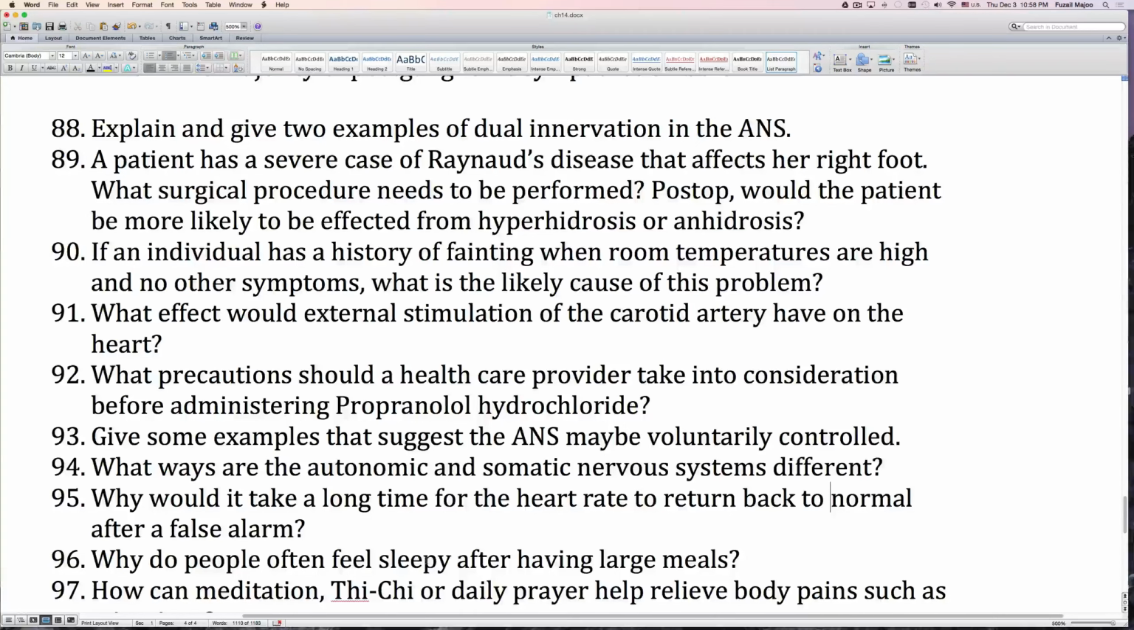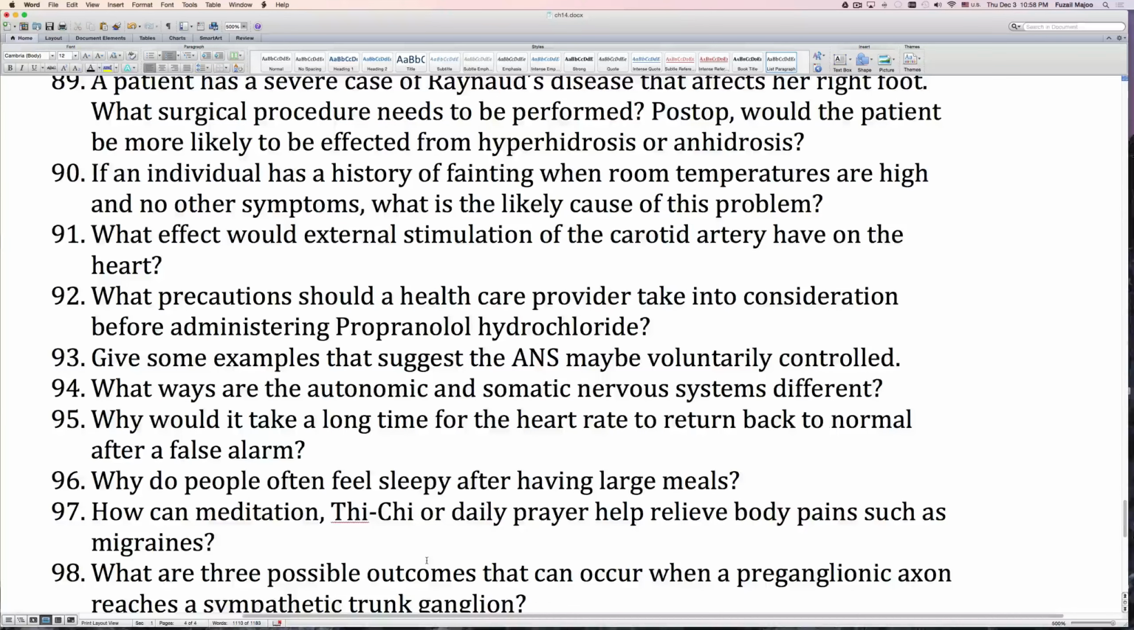Number 97. How can meditation, Tai Chi, or daily prayer help relieve body pains such as migraine headaches or other depression, for example, or again, just stress? Number 98. What are three possible outcomes that occur when the preganglionic axon reaches a sympathetic trunk ganglion?